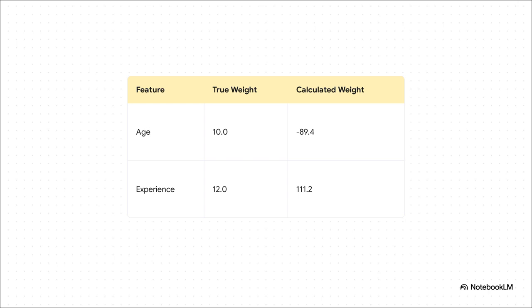Look at this example. The model assigns a massive positive weight to years of experience and a massive negative weight to age. They're basically fighting each other and canceling each other out to get to the right answer. At this point, you just can't trust the model's explanation of why it's making its predictions.